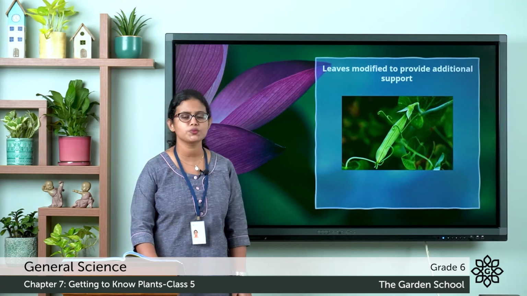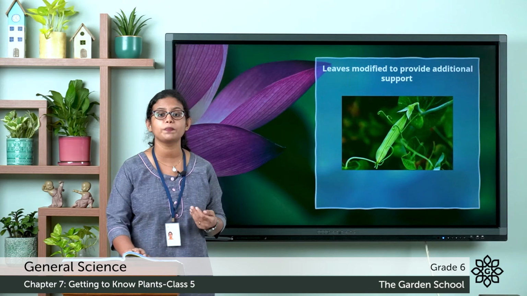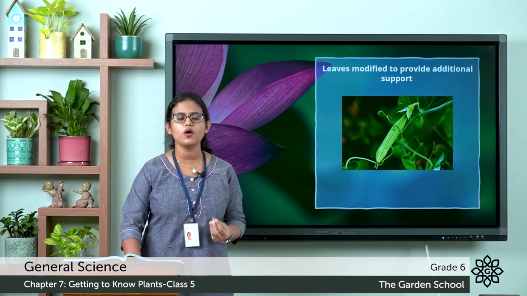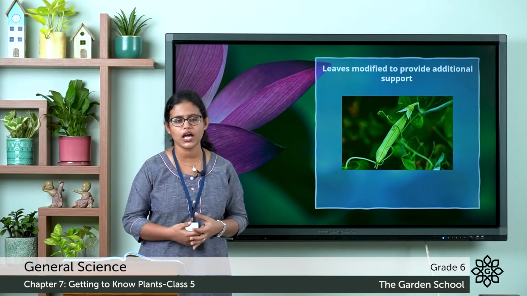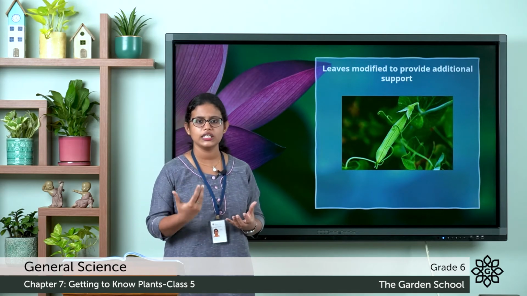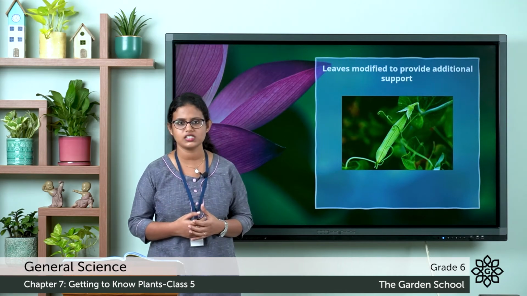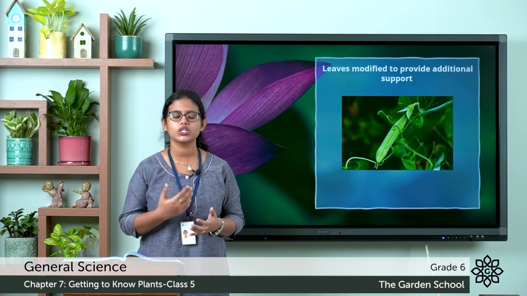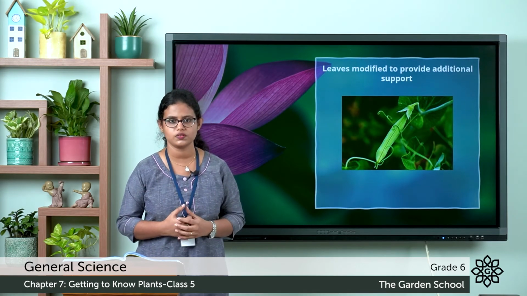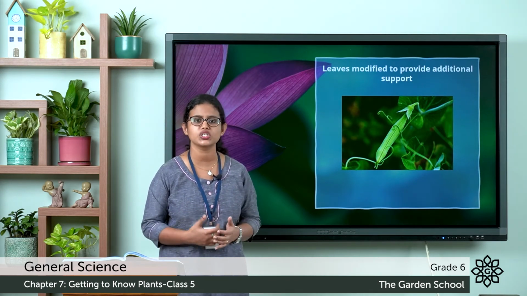The next modification is leaves modified to provide additional support. Let's take the example of a pea plant. The stem of a pea plant is very thin and weak, so this plant needs additional support to grow. The leaves of this plant are modified into leaf tendrils. These leaf tendrils coil around a support to help the plant grow straight. So that is the other modification of a leaf that gives additional support.